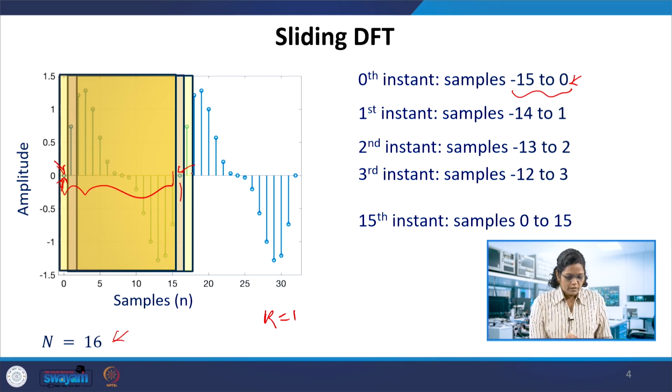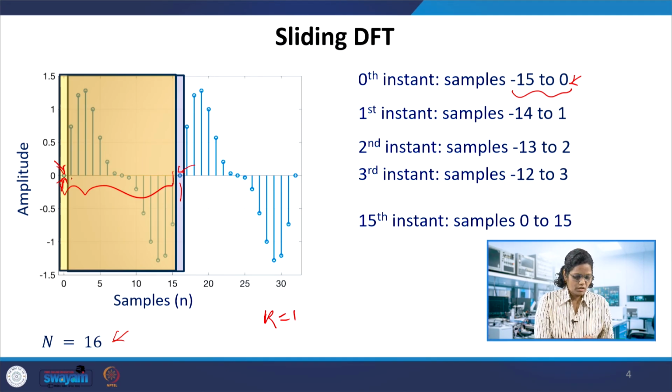So what are the overlapping cases? In the first window, 0 to 15, and the second window, 1 to 16, the common samples are 1 up to 15. The 16th sample is added and the 0th sample is subtracted in the current window compared to the previous window. So instead of computing the DFT for one window, then the second, third, fourth, fifth window, and so on, why don't we use the previous instant DFT to compute the current instant DFT? That's how the recursive equation begins, using this property.